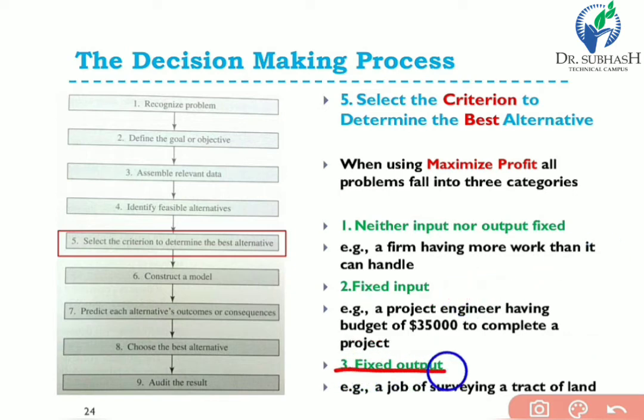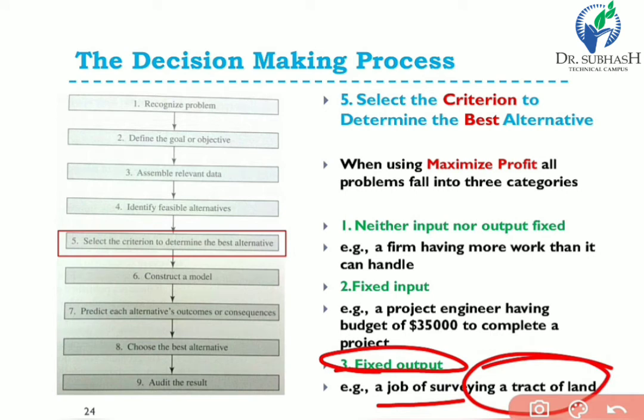Third one is fixed output. In this, output will be fixed by some criteria. For example, a job of surveying a tract of land. In this, output is fixed in that we can survey only that land. If we are given a land of 30 acres, then we can survey that 30 acres. The output will not be increased from it.